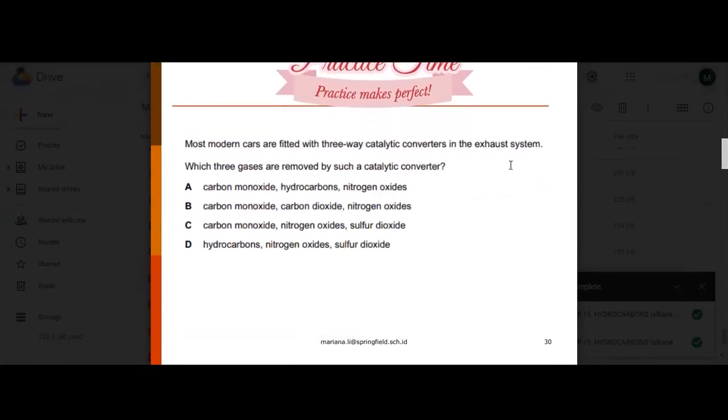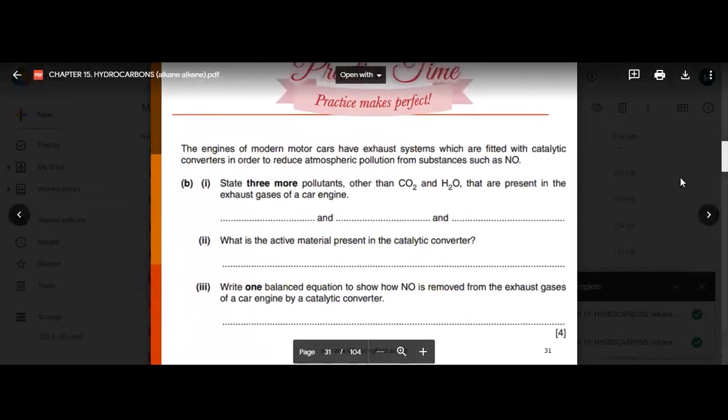Okay, now let's practice. This one, your answer. This is A: carbon monoxide, hydrocarbons, and nitrogen oxides. It will not remove sulfur dioxide, please remember. It will also not remove carbon dioxide. Please pause this video while you work to answer this.